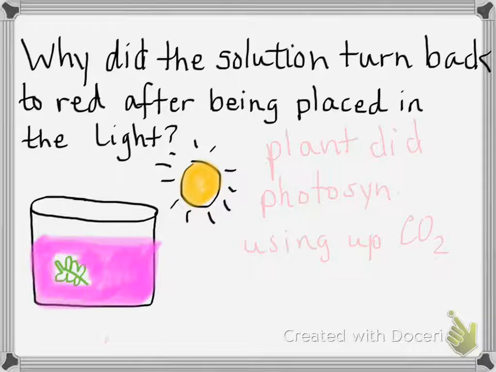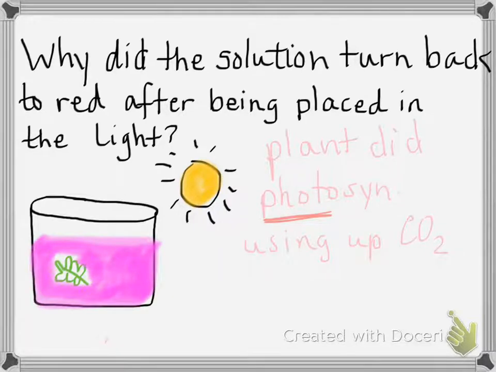Okay. And I put this one in the light, and I came back 5 days later. Check out your notes, page 74. When we came back 5 days later, the beaker we left in the light should have been back to pink. Is that true? And I want to know why. So I wrote down that the plant did photosynthesis.